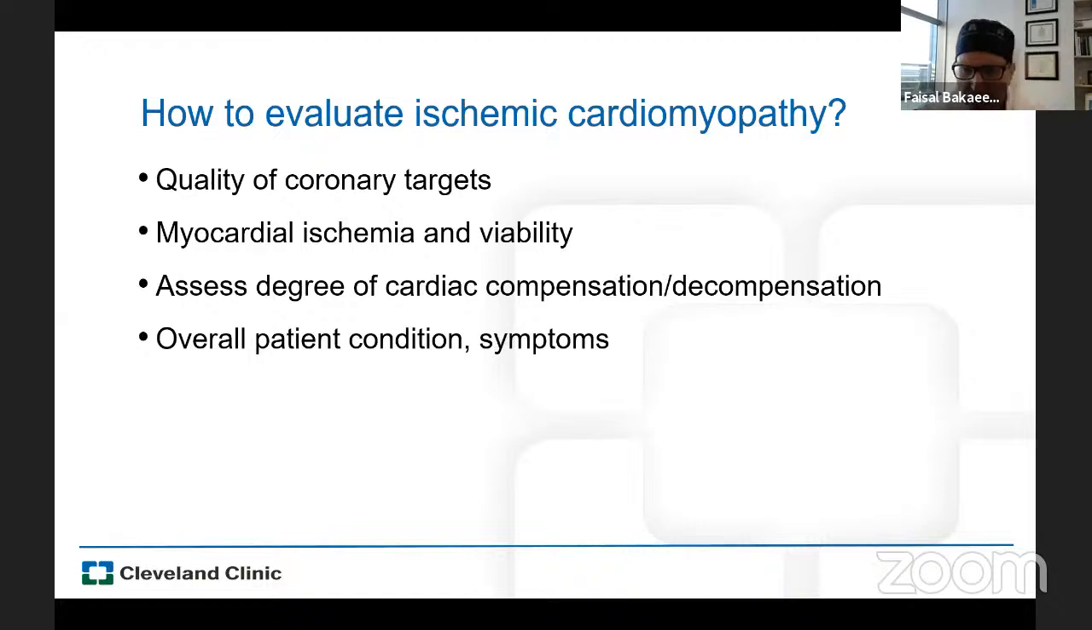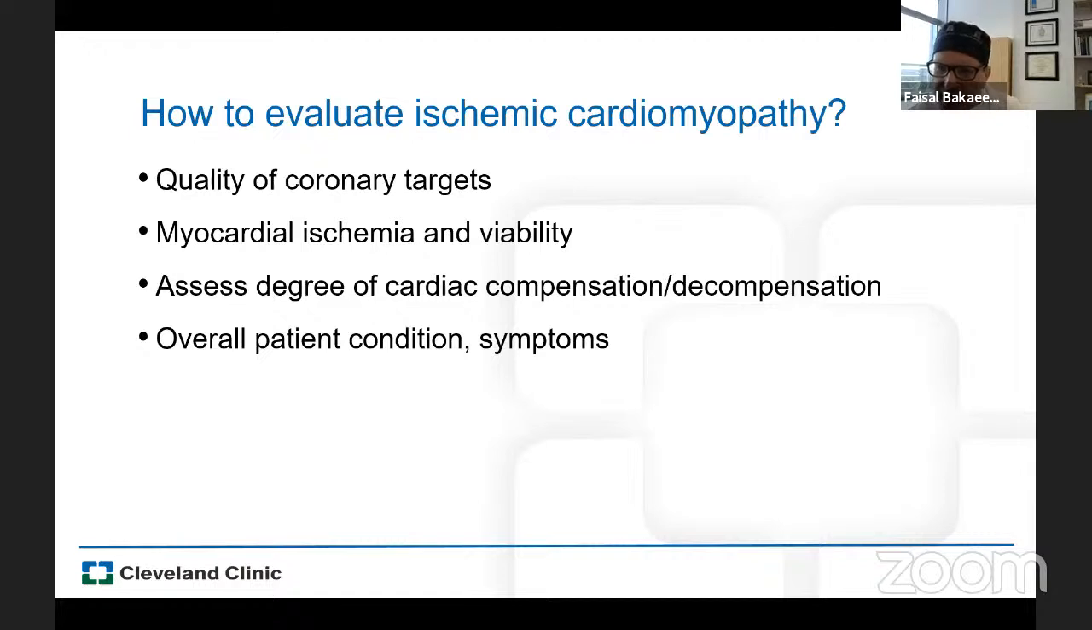One thing, I don't have it on the slides, one thing that I've started using more routinely, you would think that with experience you do less studying, but I found the opposite. I actually do a vein map, a radial mapping, and a mammary mapping for almost every patient that I do. I go to the OR knowing exactly what size of mammaries I have, what size of radials I have, and the quality of the vein.